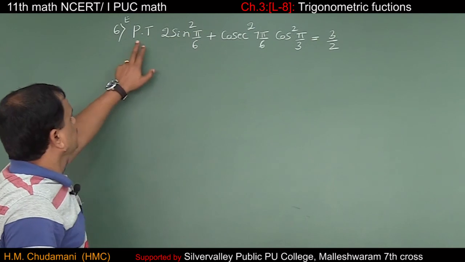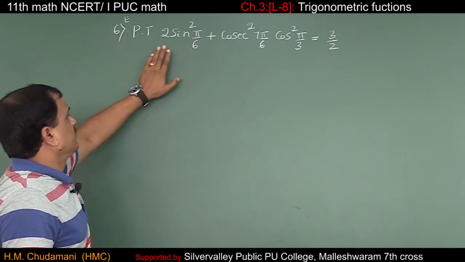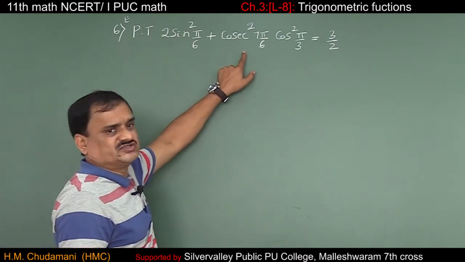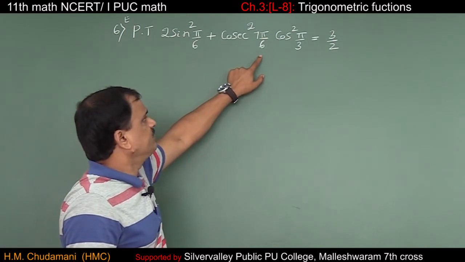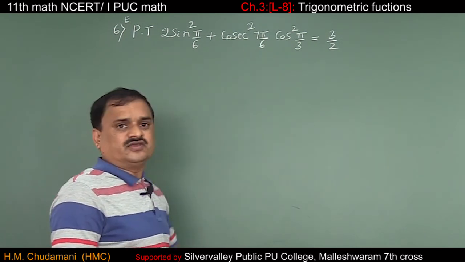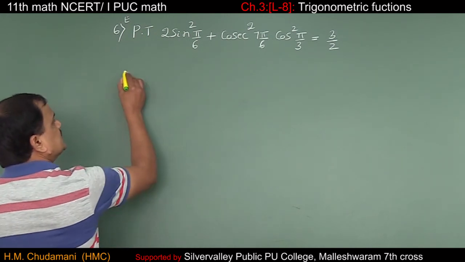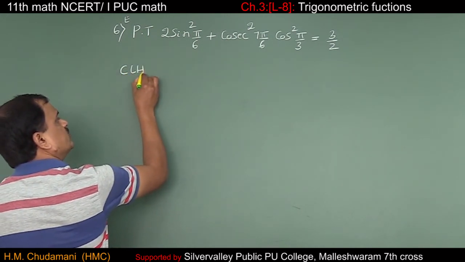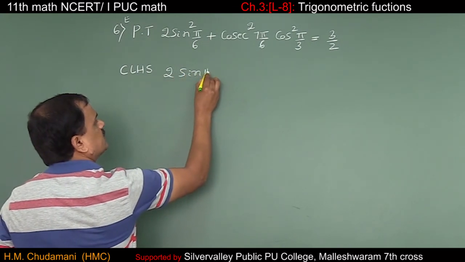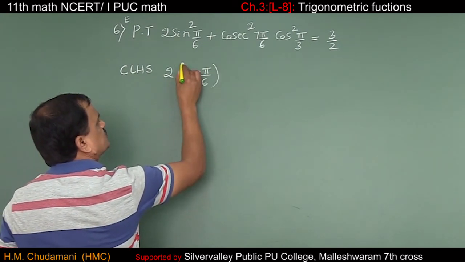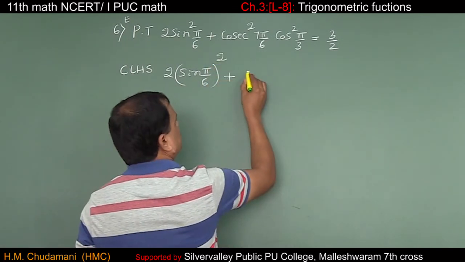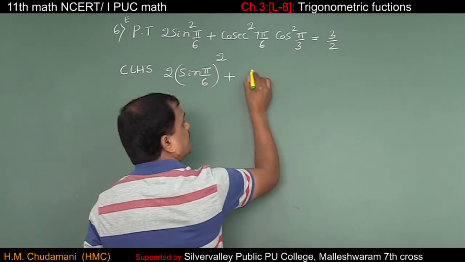Next question, sixth one, an exercise problem. Prove that 2 sin square pi by 6 plus cosecant square 7 pi by 6 into cos square pi by 3 is equal to 3 by 2. Consider the left hand side to prove the RHS. 2 sin square theta, sin theta whole square, let me write. Cosecant square 7 pi by 6. 7 pi by 6 is not a standard angle.